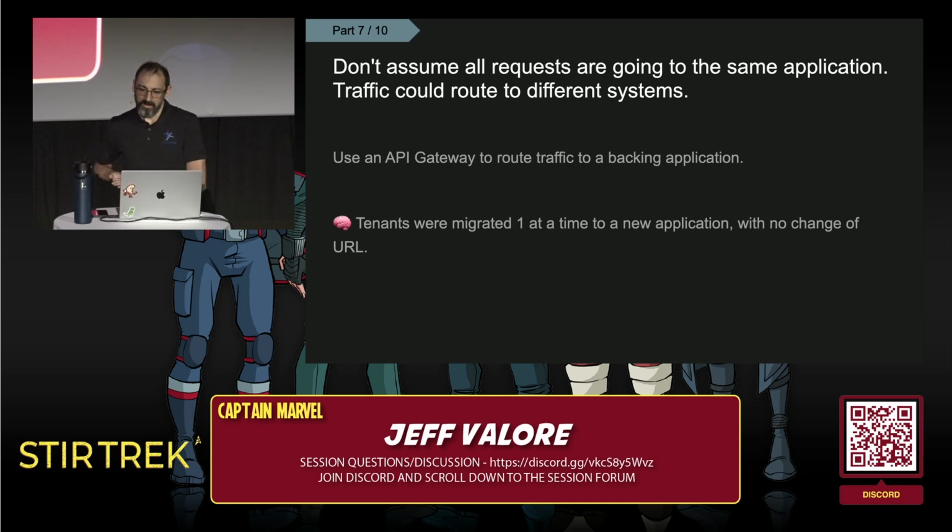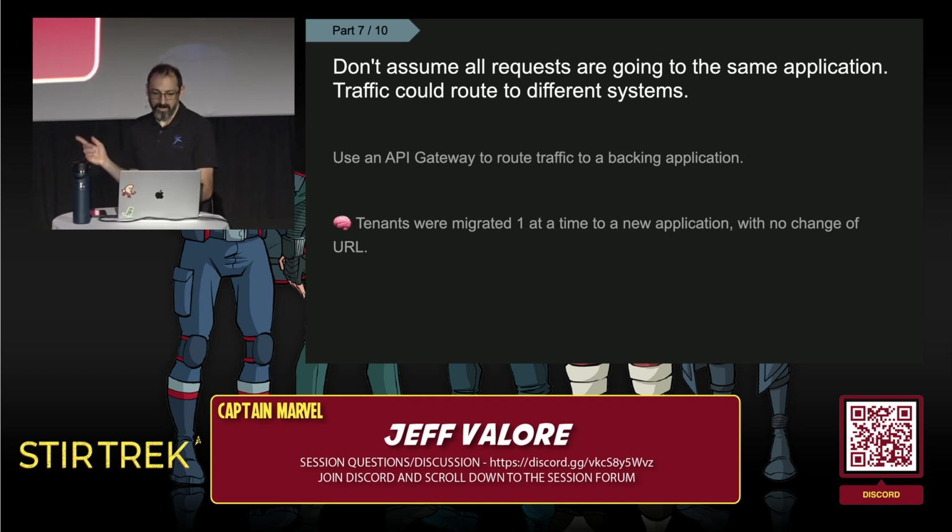Which brings me to point 7. Don't assume that all of your requests are going to go to the same application. You could be routing traffic to different places, especially as your APIs evolve and you start doing application rewrites, you start adding more API projects. Using something like an API gateway pattern to look at and route traffic works out a lot better.